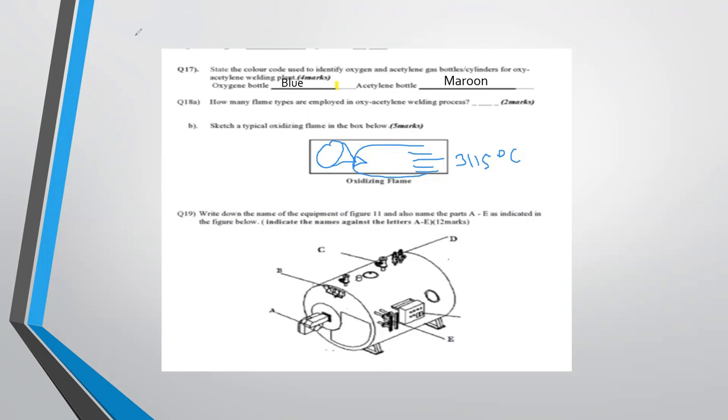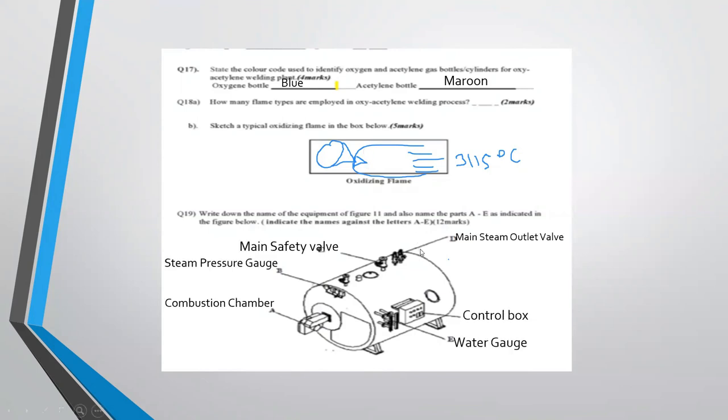So let's go to the next question. You are asked to label the parts and tell the name of this equipment. It's a steam boiler. So let's label the parts. The part D is the main steam outlet valve. Whenever we've generated the steam in the steam boiler, we need to release it to its destination. So we have to open the main steam outlet valve to lead the steam generated inside the steam boiler to its various destinations.